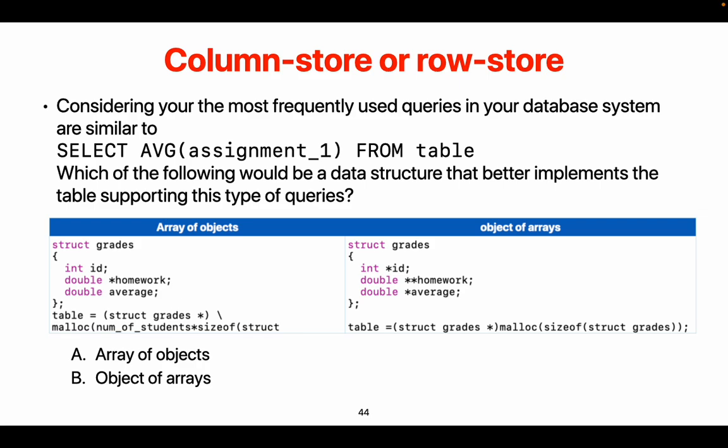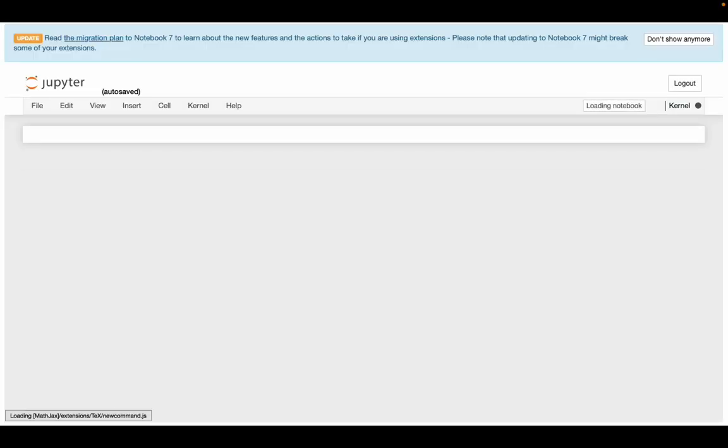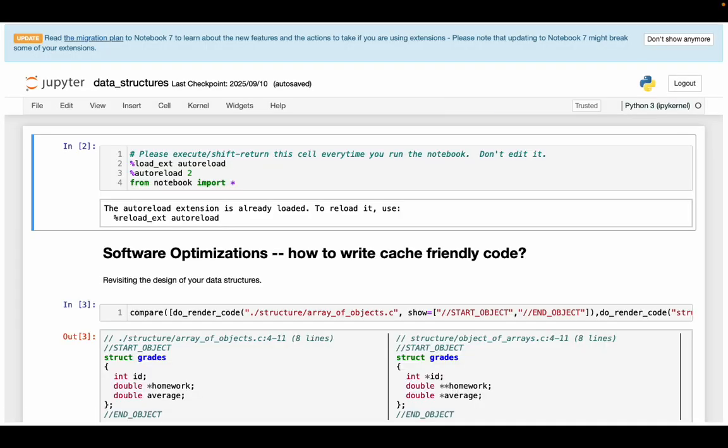Okay, Kelsey, right? We were talking about spatial locality. If you have an array of objects, you have to go through and find all the ones that are assigned one, and take the average. Whereas if you have an object of arrays, you just find the one array that's assigned one, all together. Okay, but let's look at the demo first.